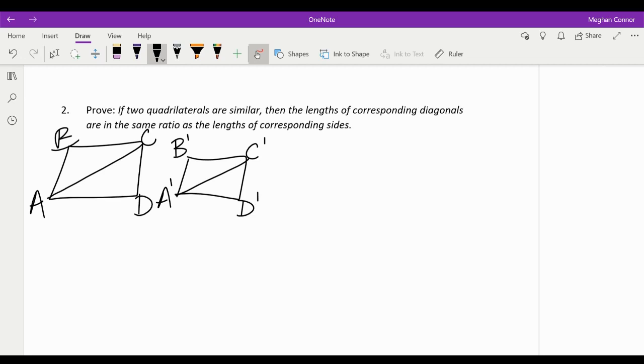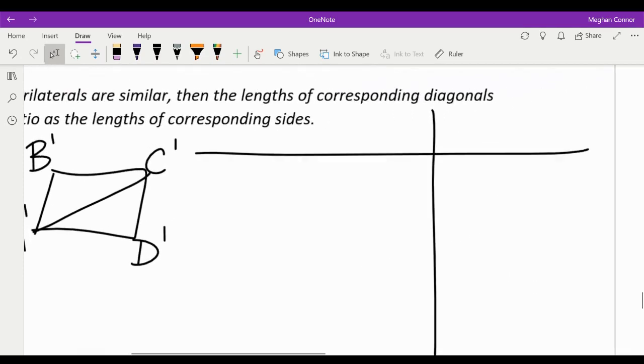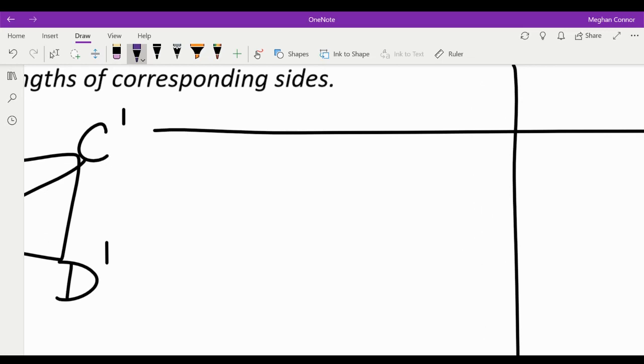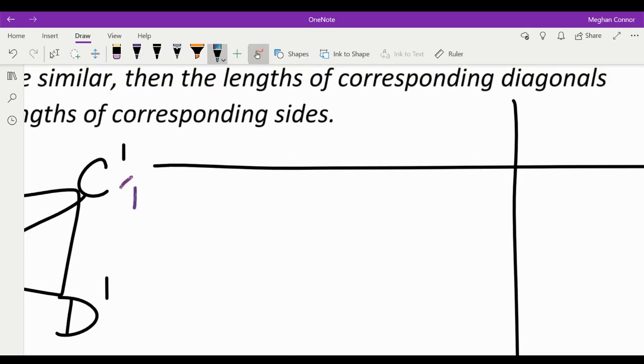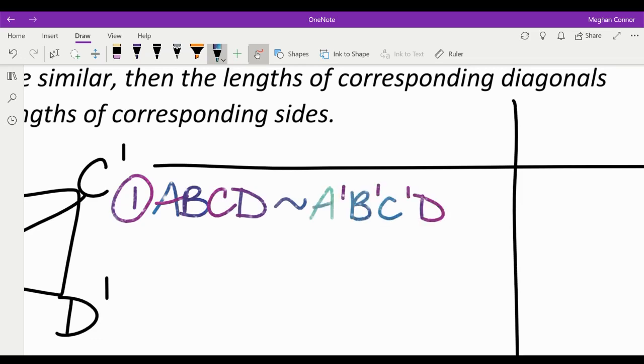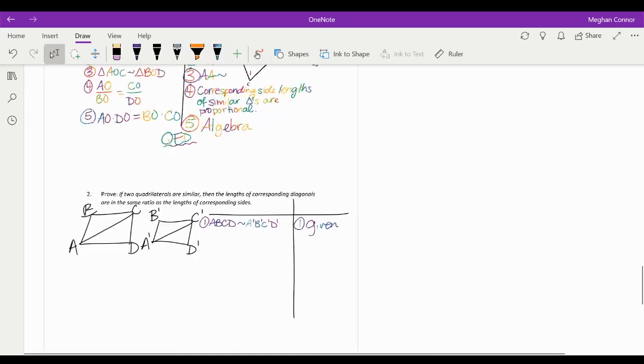I'm probably going to be proving that two triangles are similar, given that these two quadrilaterals are similar. I'm going to say ABCD is similar to A prime B prime C prime D prime. And I'm going to use the fact that they are similar in order to prove some pretty crucial parts here.